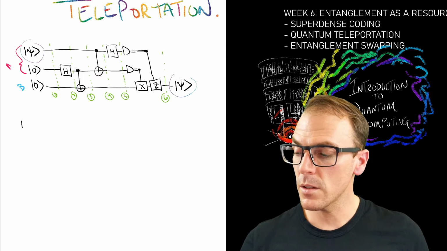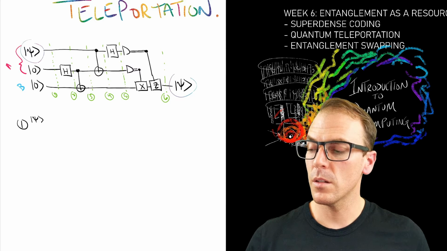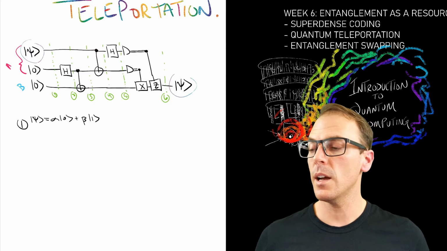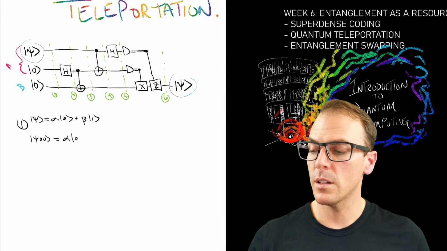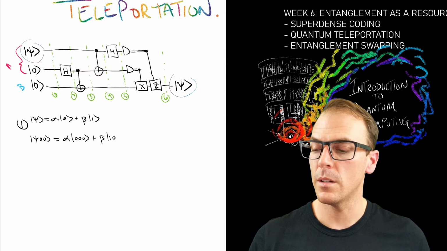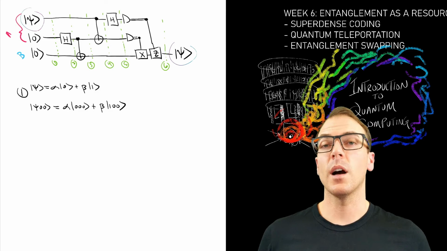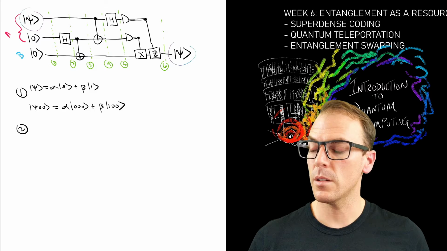So at time 1, we have psi, which can be written in the computational basis. So this is an arbitrary state psi. And then we have 0, 0. So psi 0, 0 is alpha 0, 0, 0 plus beta 1, 0, 0. All right. Now, a Hadamard is applied to the second qubit. So the second qubit is going to go from 0 to plus. So now we're at 2.